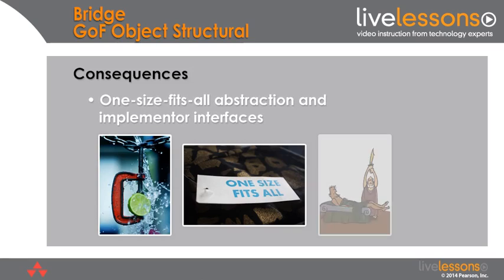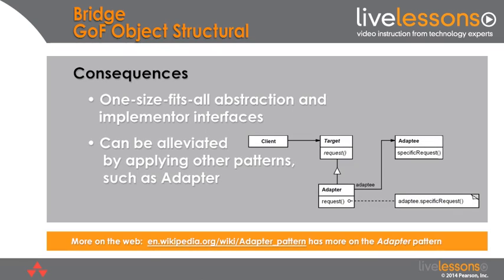There are some potential downsides to using this pattern, however. One of the downsides is there's a one-size-fits-all abstraction interface. Things have to fit into the Procrustean bed of a common set of methods with a common set of signatures. And if you're in an environment where that doesn't really conform to what you're doing, you may find the bridge pattern a bit limiting.